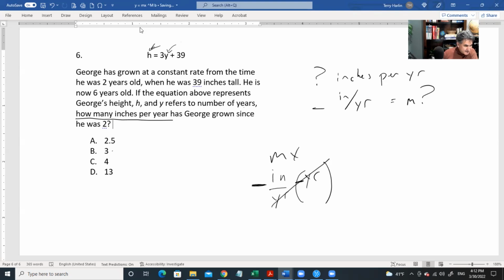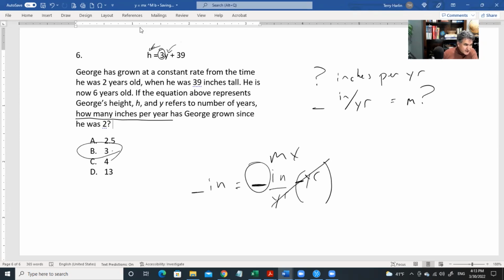H is in inches, so that's going to be something in inches, and yeah, that works right there to cancel it out. So therefore, in fact, this is going to be my rate. That is my inches per year, the number 3. I don't have to go any further, so the answer is 3.